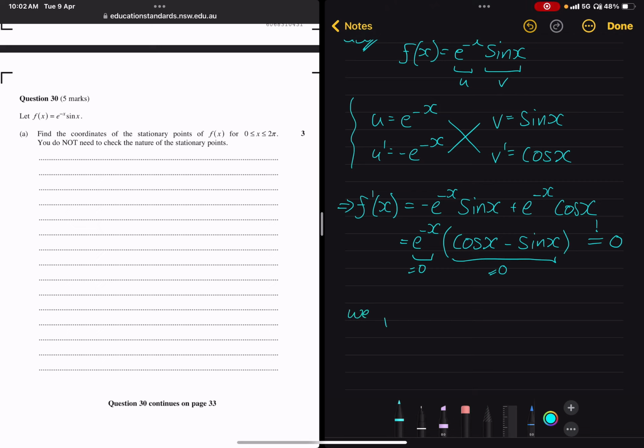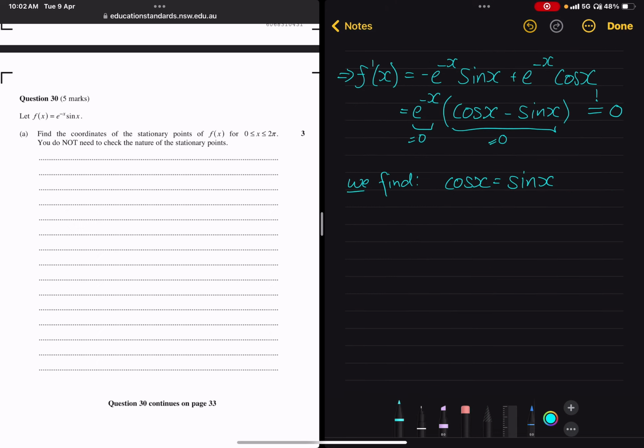So we find that the stationary points have the quality that cosine of x is equal to sine of x. Because cosine x minus sine x equals 0, add sine x to both sides, you get sine x equals cosine x. So the stationary points for this function occur at the points where cosine is equal to sine. Now, for some students, they'll immediately know where cosine is equal to sine. For most people, they won't.